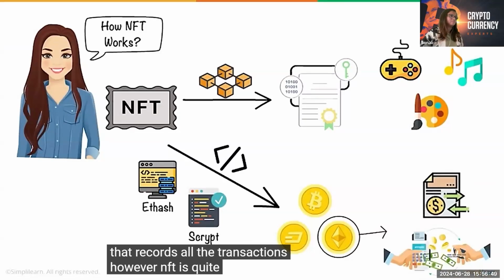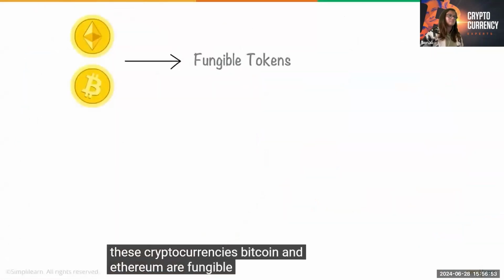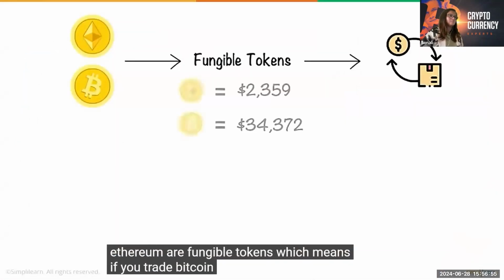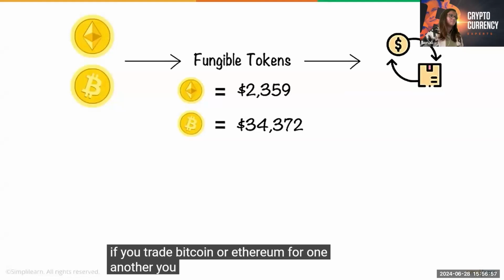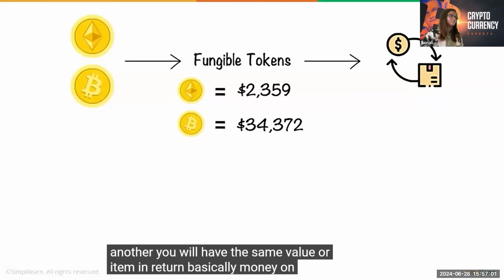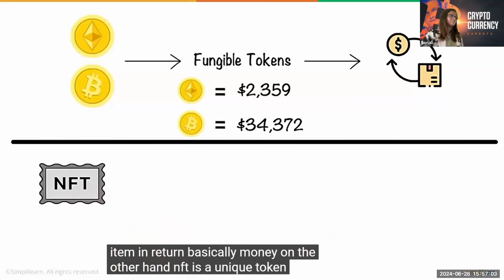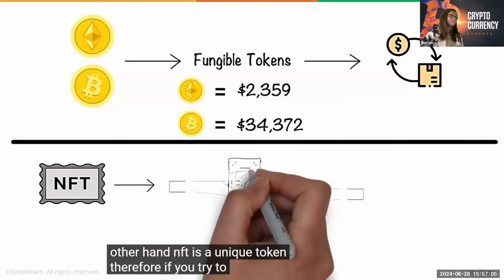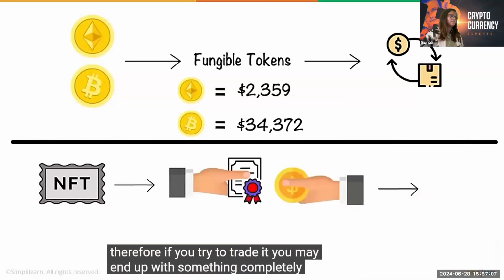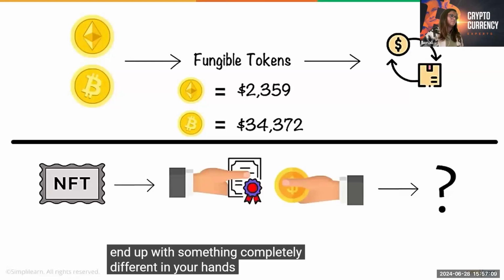However, NFT is quite different from these cryptocurrencies. Bitcoin and Ethereum are fungible tokens, which means if you trade Bitcoin or Ethereum for one another, you will have the same value or item in return, basically money. On the other hand, NFT is a unique token. Therefore, if you try to trade it, you may end up with something completely different in your hands.